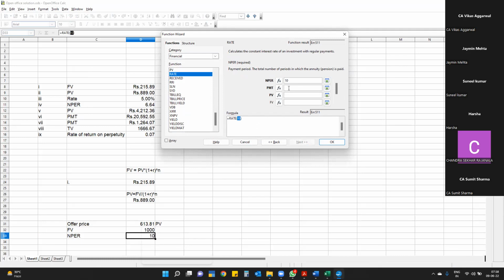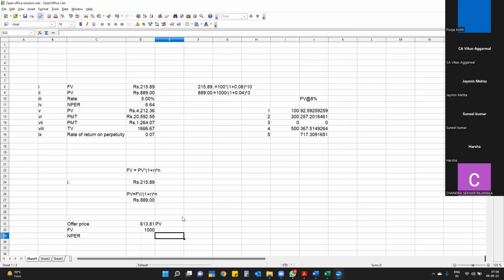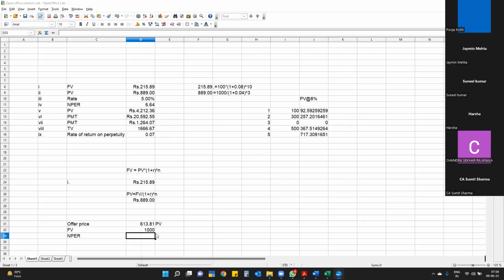N per is 10. PV is 613 point. This is my outflow. FV is 1000. So 5% is the interest rate I am getting. Is that clear? Yes, sir. Clear.